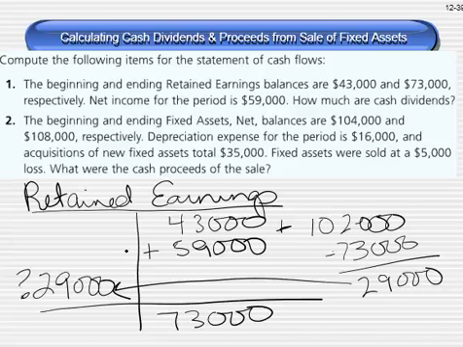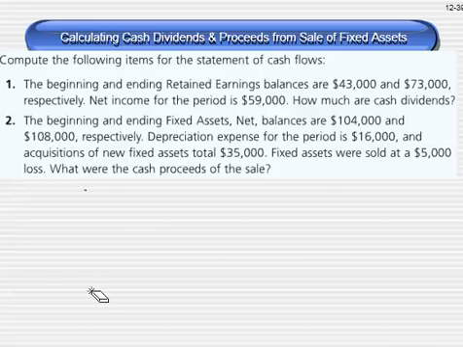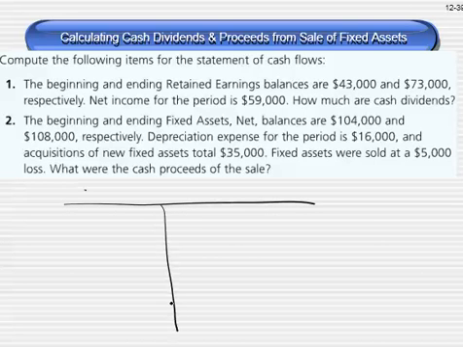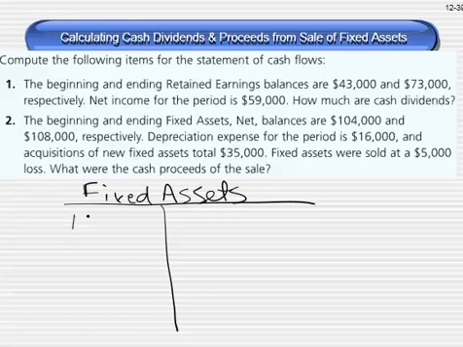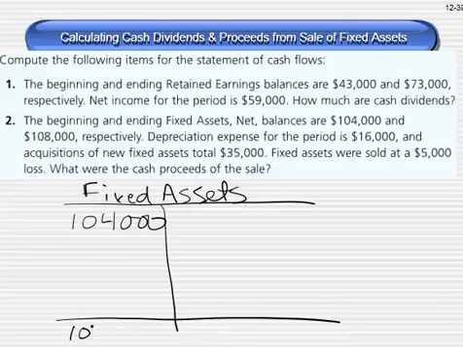Let's look at number 2 here. And this one is just a little bit more complicated, but let's read it. It says the beginning and ending fixed assets net balances are $104,000 and $108,000 respectively. So we can do the same thing that we did with our dividends above, and we can draw a T account for our fixed assets. And the beginning balance will show as a debit of $104,000. And then the ending balance will show as a credit here of $108,000.